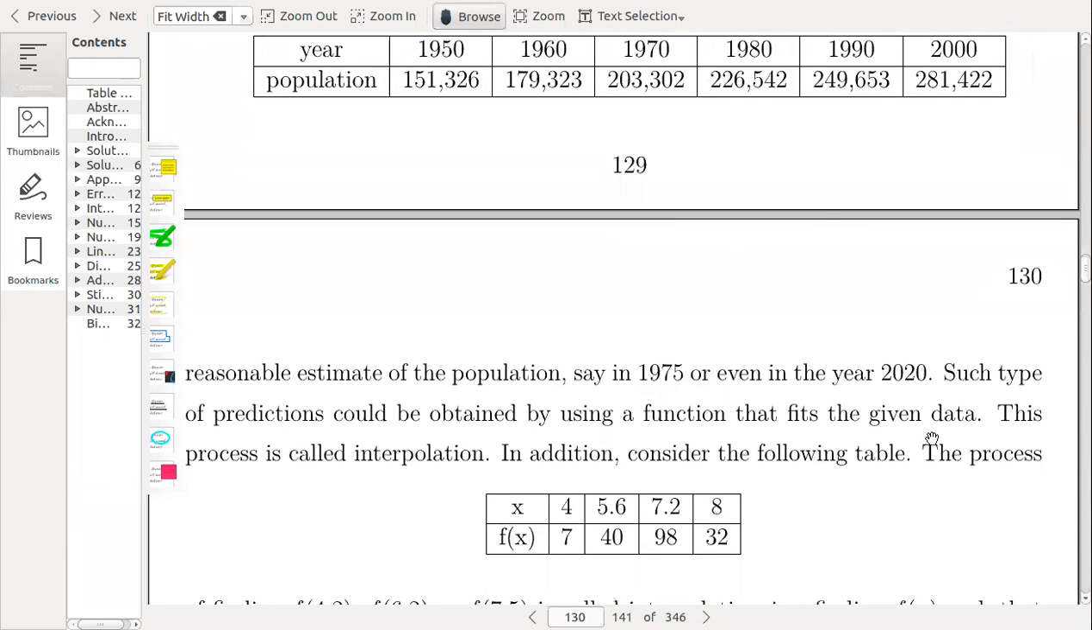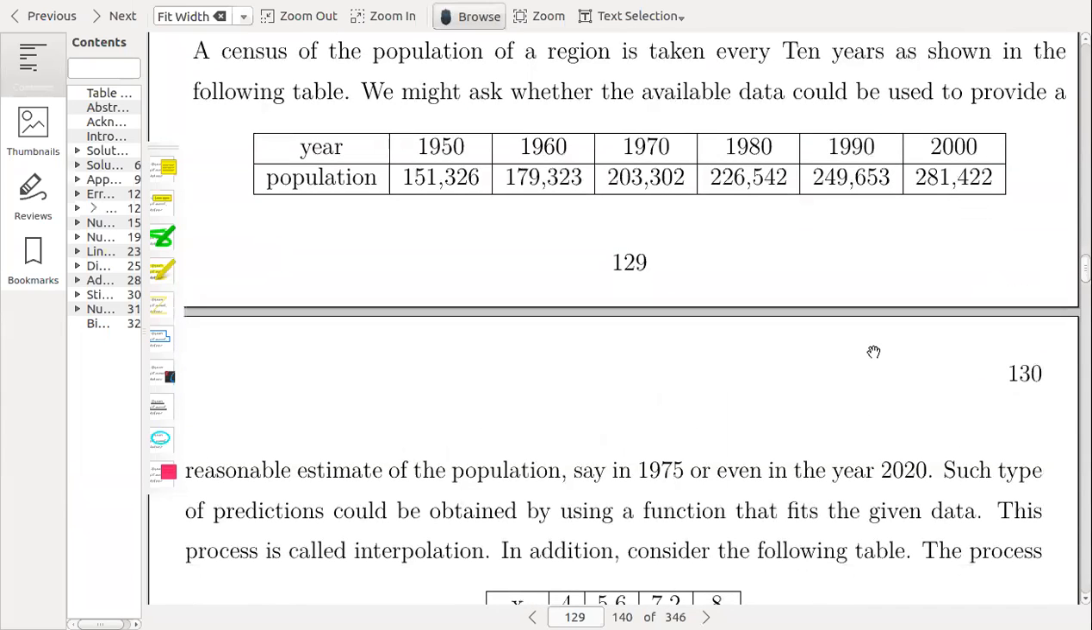But if we are interested to find the data corresponding to the year 2020, this is outside of this range, because we are provided the data only up to 2000, but we are interested to find the data for 2020. So if we predict the data for 2020, this will be called extrapolation.